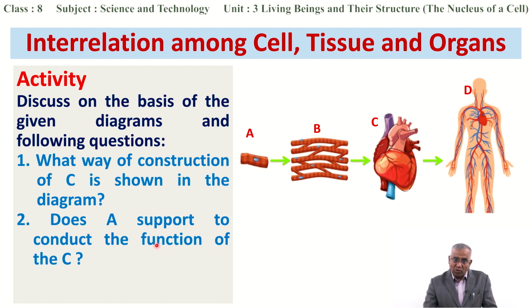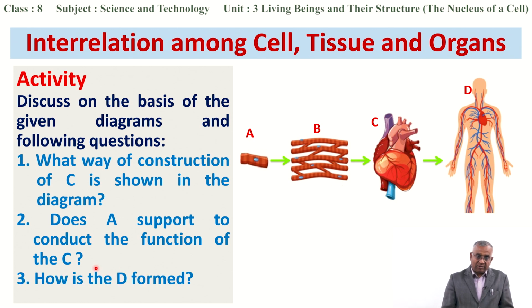Does A support conducting the function of C? Here, function of C. What is the function of C? What does the heart do inside our body? It pumps blood. So who helps in pumping of blood? Obviously the muscles. And these muscles are made of what? Cells. So finally the cells play an important role in it, because muscular tissue is made up of what? Muscular cell. And the heart is made up of this muscular tissue and others. So there is a role of A in the function of C.